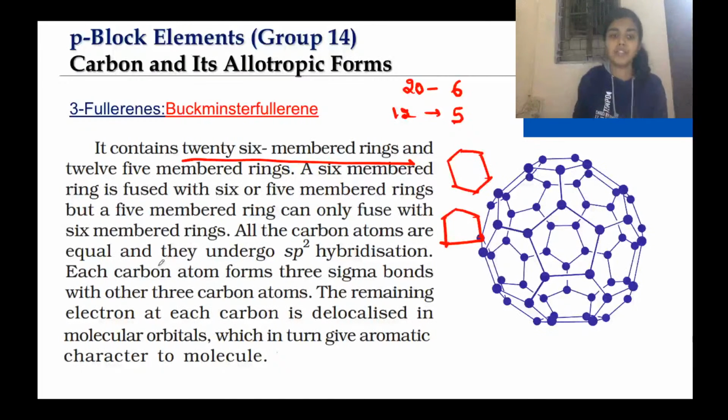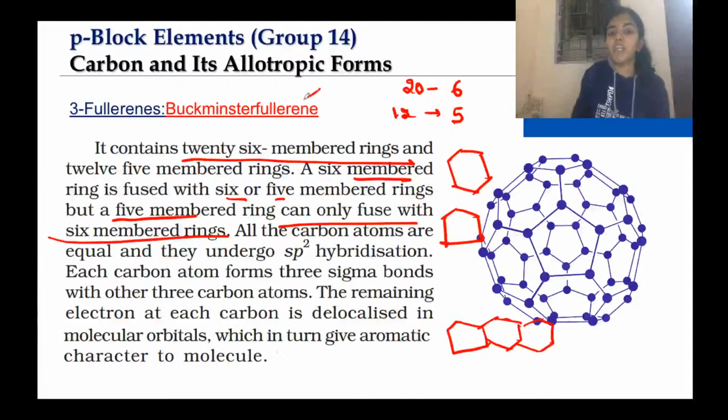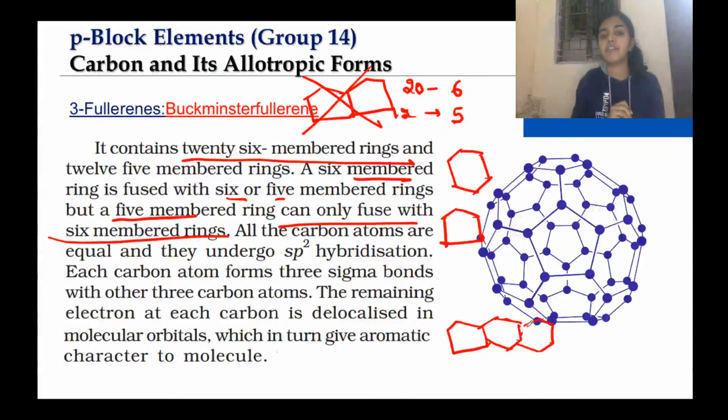Now in its structure, the 5-membered ring can only fuse with a 6-membered ring, while the 6-membered ring can fuse with 5 also and 6 also, right? That means you can have a bond like this. That means 6-membered can be joined with 6-membered also and can be joined with 5-membered also. But the fusion of 5-membered and 5-membered is not possible because 5-membered can only connect with 6-membered. Again, I'll repeat that 6-membered can be connected with 5 also, 6 also, but 5-membered will only connect with 6-membered, right?